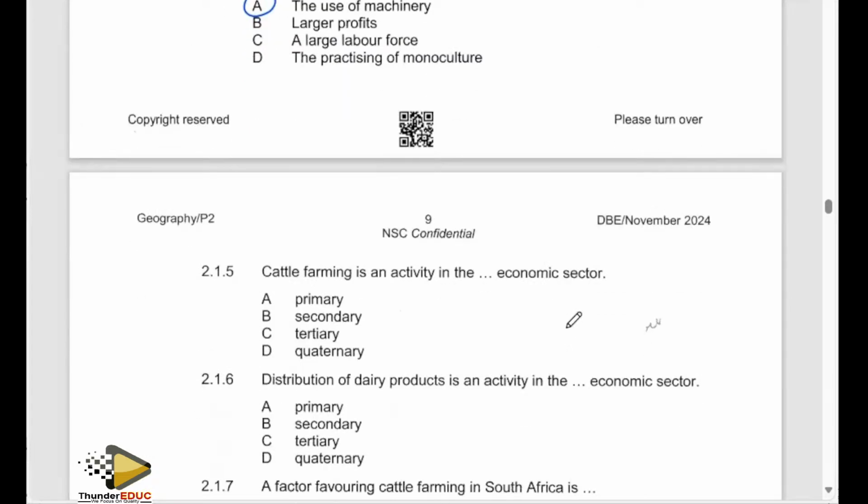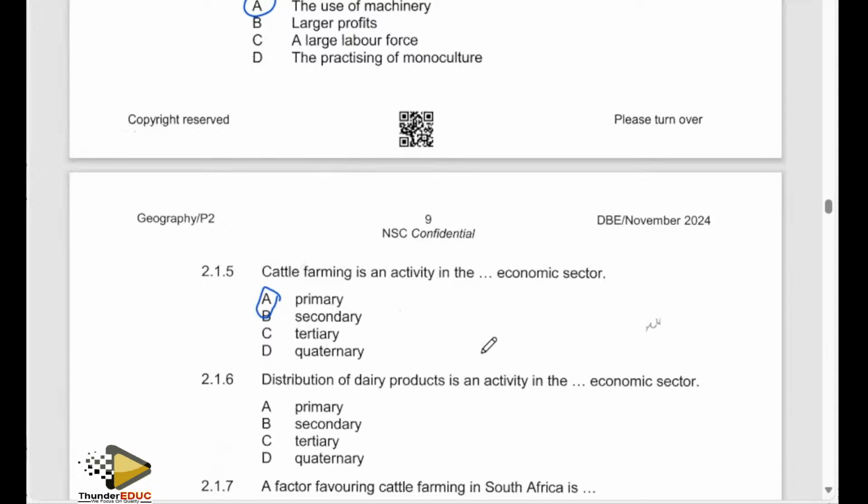Right, 2.1.5, cattle farming is an activity in the Dash economic sector. When someone is doing cattle farming, definitely that is a primary activity. You are dealing with nature. Agriculture is part of the primary sector. So we are saying the correct response there must be A, which is primary. Right, we'll go on to the next question.